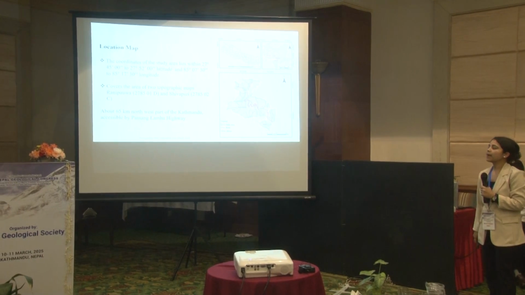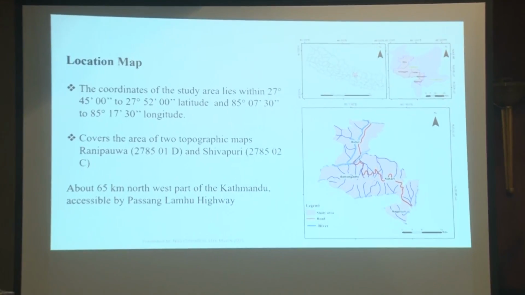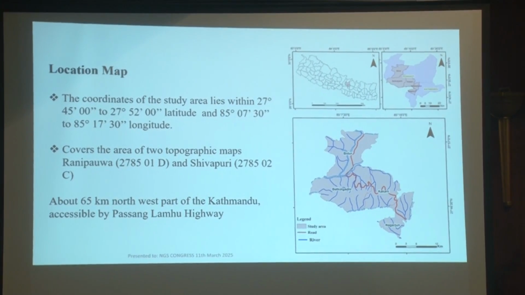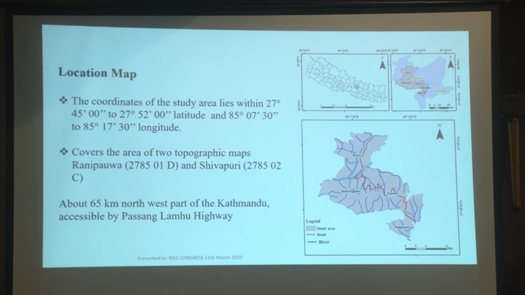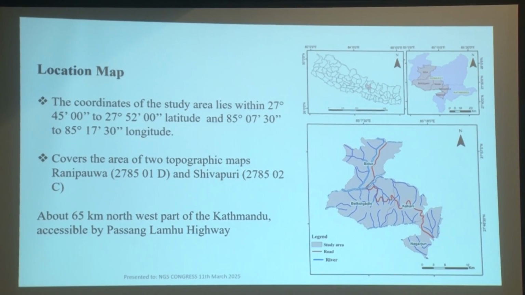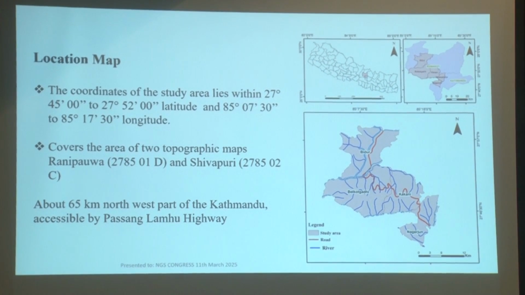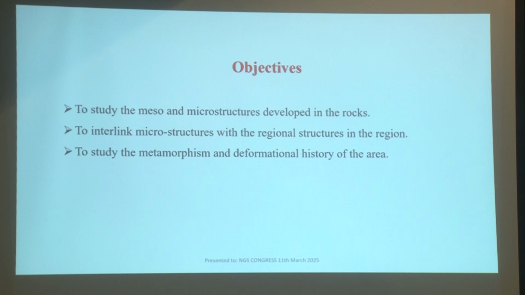And here is the location map of the study area. The study area covers most of Nuwakot district and some of Kathmandu district of Bagmati province. It covers two topographic maps, one is Ranikawa and another is Sibapuri. It is about 65 km northwest of Kathmandu, which is accessible by the Pasang Lhamu Highway.